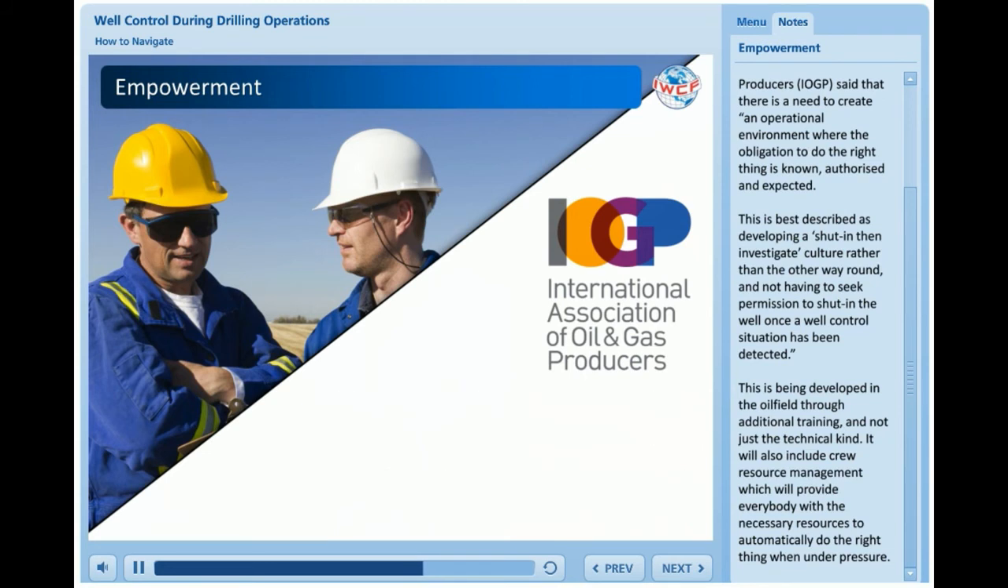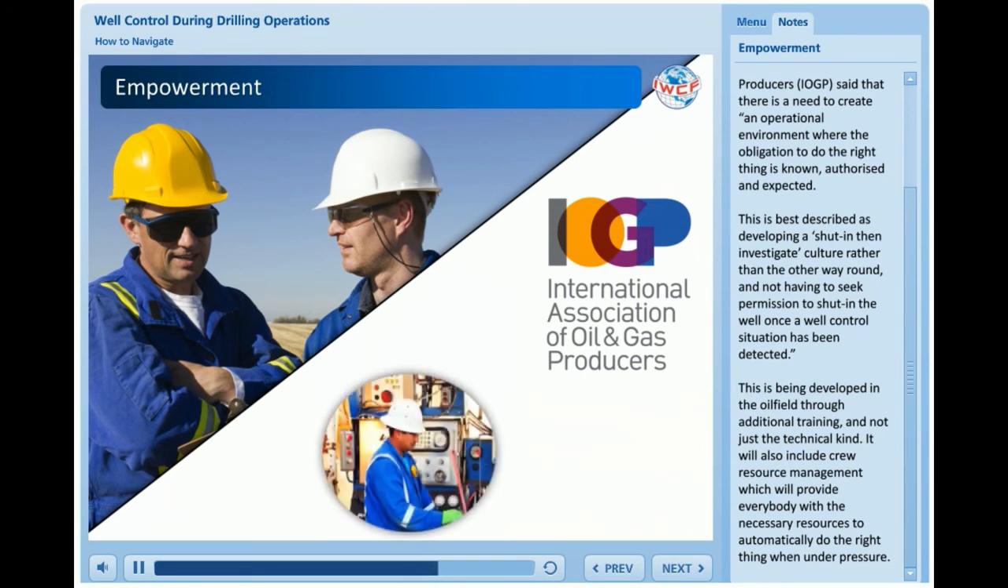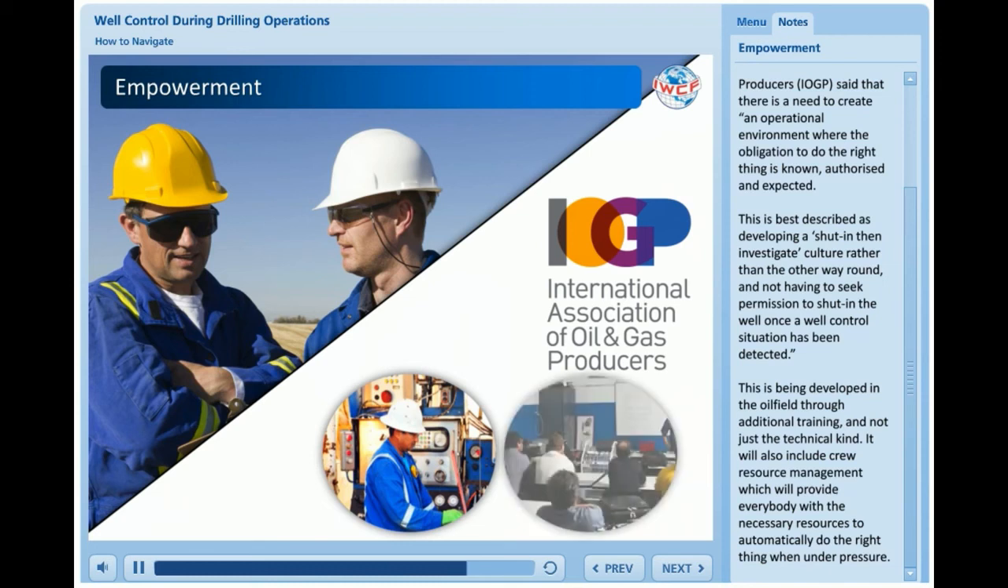This is being developed in the oil field through additional training, and not just the technical kind. It will also include crew resource management, which will provide everybody with the necessary resources to automatically do the right thing when under pressure.